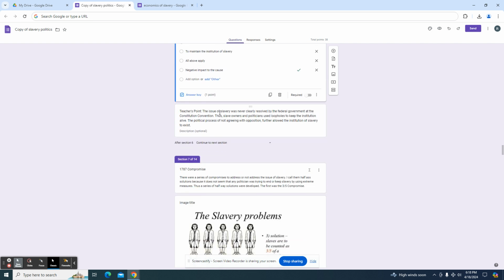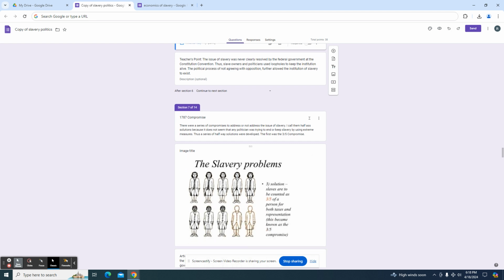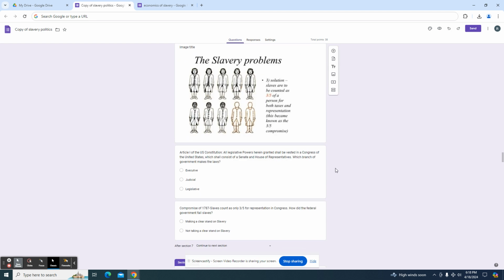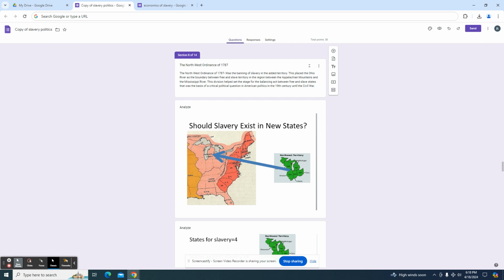And my point is that the issue of slavery was never clearly resolved. And I think when we get into the 3/5 compromise, that really gets to that particular point that I'm trying to make. But again, it's about the students doing the math and recognizing that the legislative branch and sometimes the judicial branches, as well as the executive branch, are playing some sort of direct or indirect role, depending on how you want to look at it. Then we start looking at additional states.